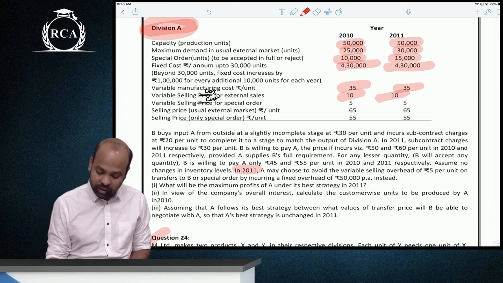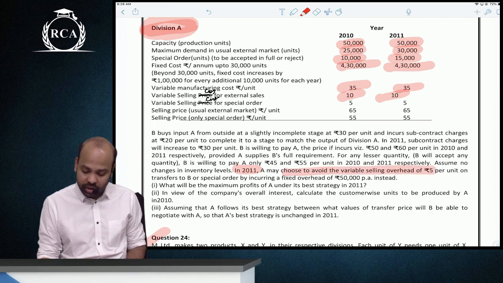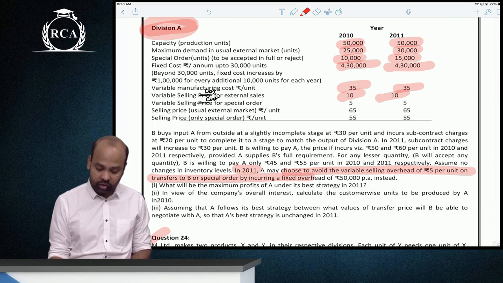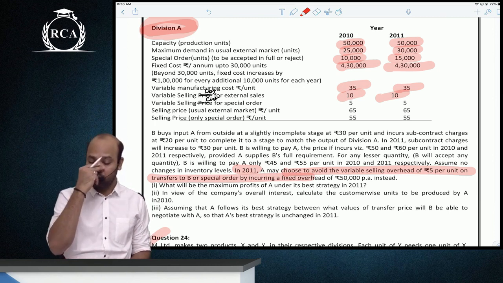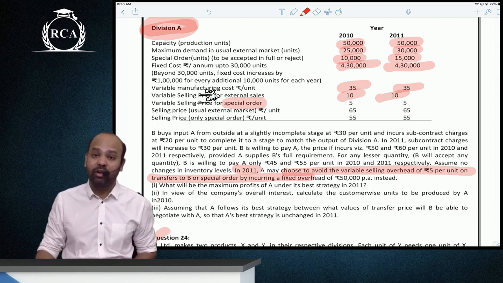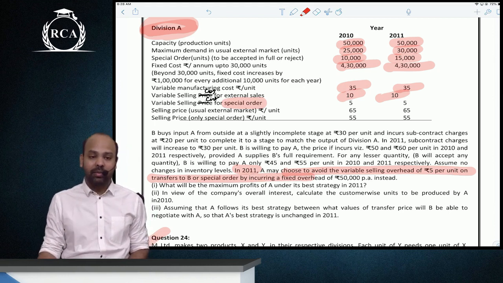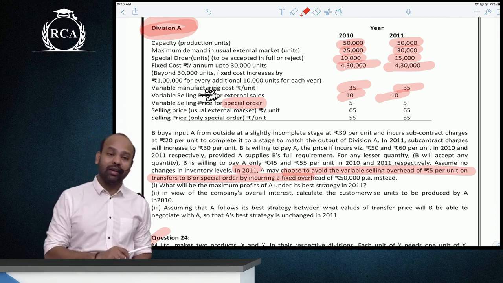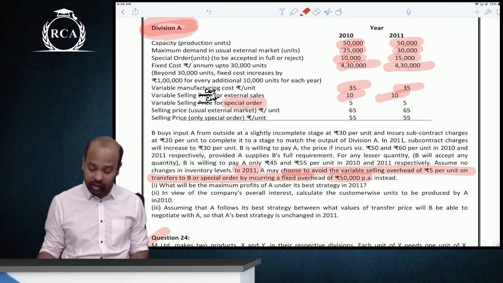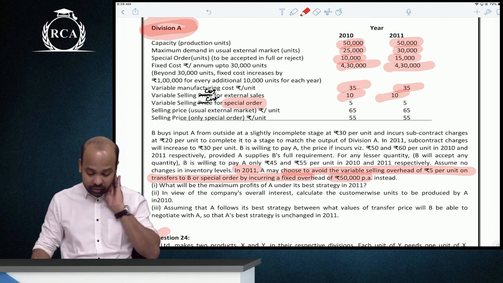In 2011, A may choose to avoid variable selling overhead of 5 rupees per unit on transfers to B or special order. That means, that 5 rupees per unit here was given only for special order, but we are incurring it even on internal transfers. He can choose to avoid that only in the year 2011 by incurring a cost of 50,000 per annum. Not for the year 2010, guys.